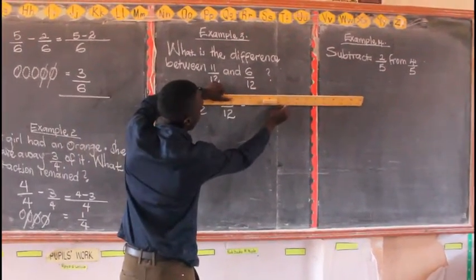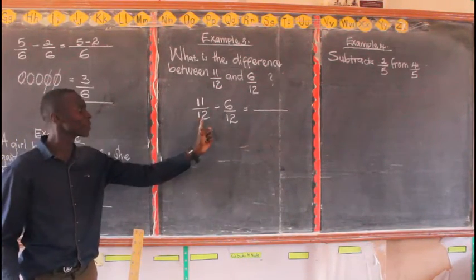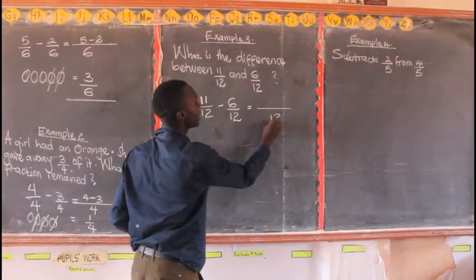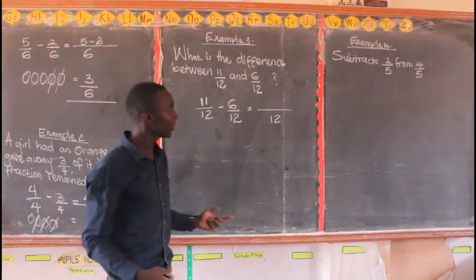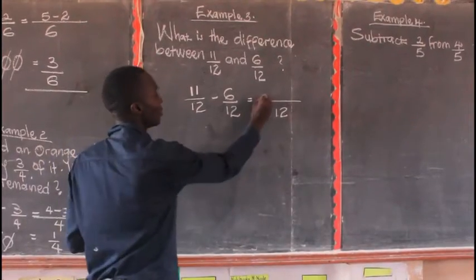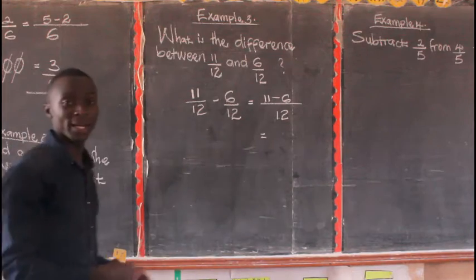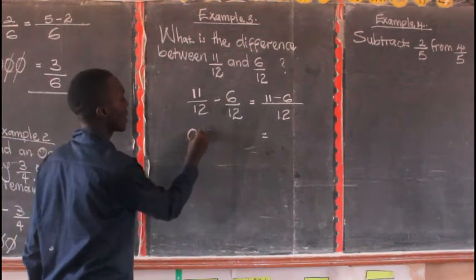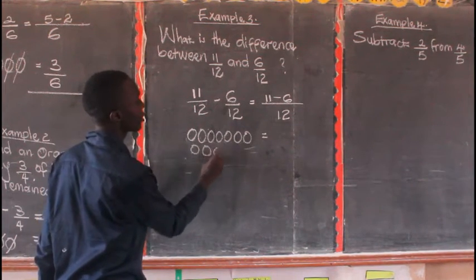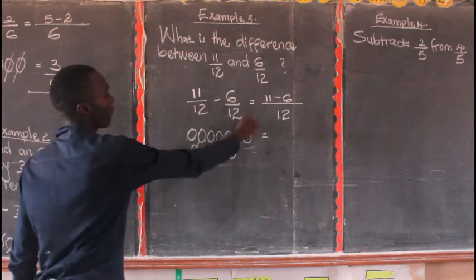After doing that, draw your line. What is our common denominator? Here we are having 12 and here we are having 12. So it means that our common denominator remains 12. Let us subtract the numerators accordingly. We shall say 11 minus 6. What do you get? If you get 11 minus 6, let us subtract 1, 2, 3, 4, 5, 6, 7, 8, 9, 10, 11. Minus 6, subtract 1, 2, 3, 4, 5, 6.